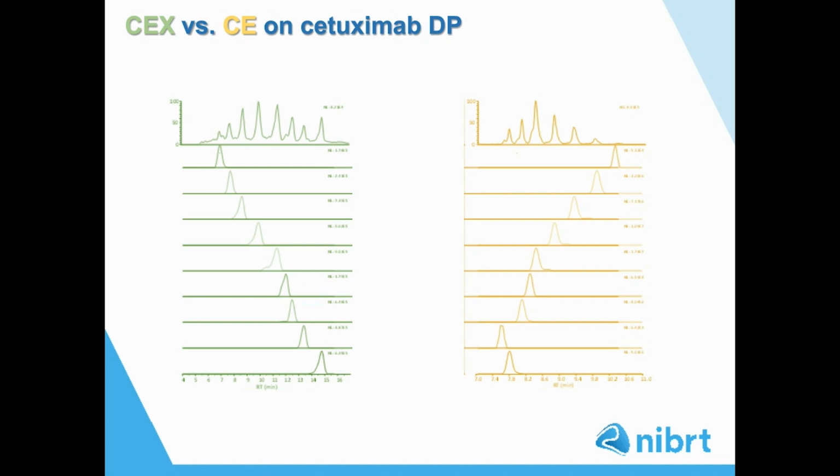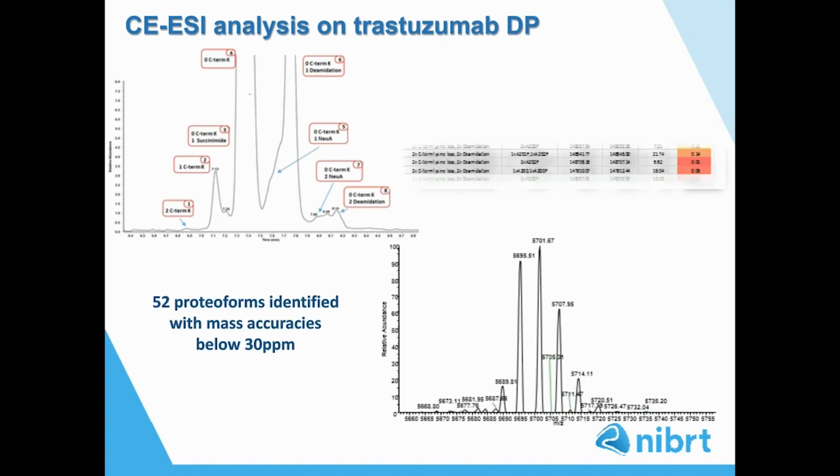Another example in the next slide is given on trastuzumab drug product, and the data generated here were convoluted using Biopharma Finder software. And we were able to identify 52 proteoforms arising from C-terminal variants, the amidation, succinimide formation, as well as sialic acid content. Thanks to the excellent performance of the QE+, it was possible to identify each of these proteoforms with high confidence, obtaining delta mass values below 30 ppm, even on proteoforms with abundances as low as 0.01%.